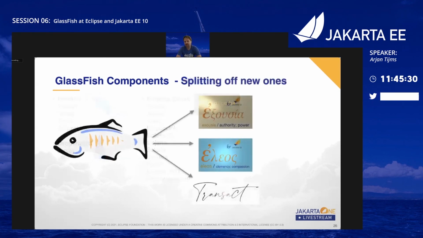Okay, so one of the things that we're working on as well at GlassFish is splitting off new components. So we split off Exousia, which is Jakarta Authorization, and we're going to split off two more things. So Ilias is going to be about Jakarta Authentication, and Transact, it's not clear if that's going to be the final name, it's going to be Jakarta Transactions split off.